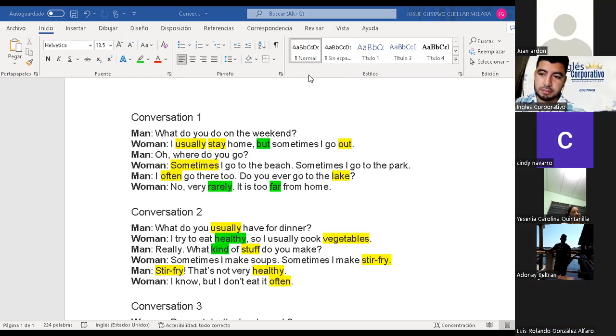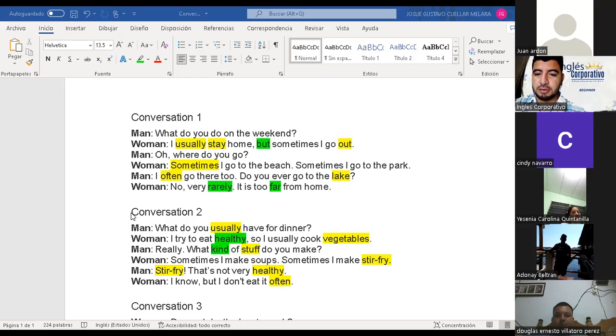This conversation, number two. Okay. What do you usually have for dinner? I try to eat healthy, so I usually cook vegetables. Really, what kind of stuff do you make? Sometimes I make soup. Sometimes I make stir fry. Stir fry? That's not very healthy. I know, but I don't eat it often.